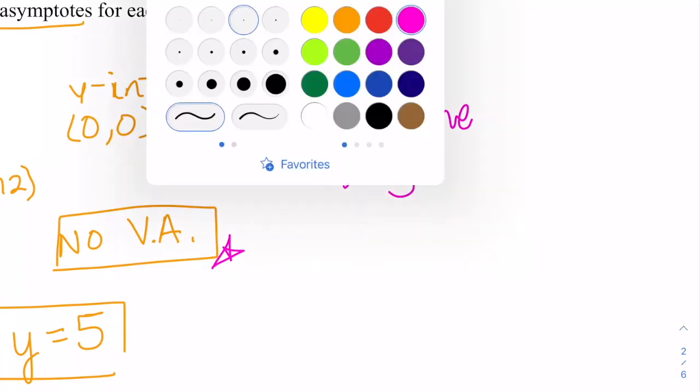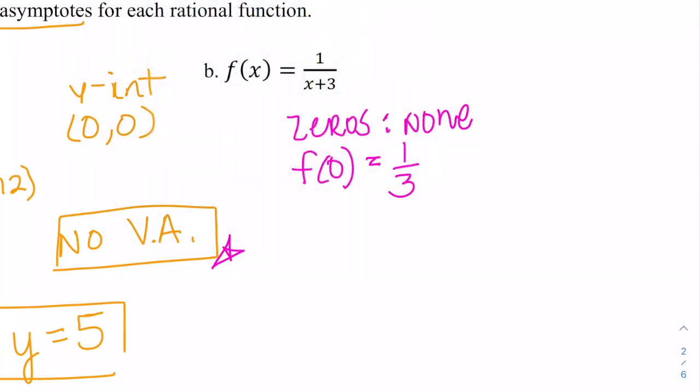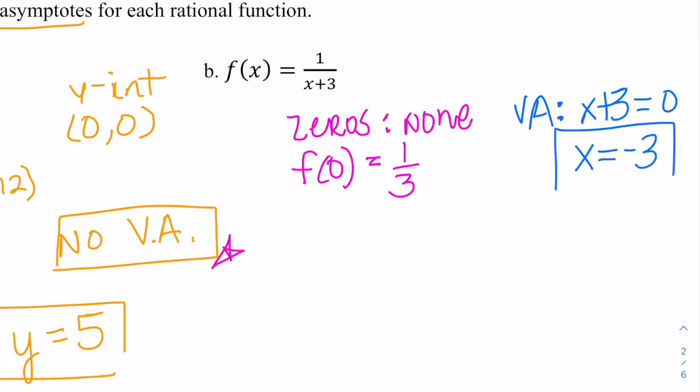Now let's look at the denominator. So for the vertical asymptote, we set the denominator equal to 0. So we know the vertical asymptote is going to be x equals -3. So it definitely has a vertical asymptote.